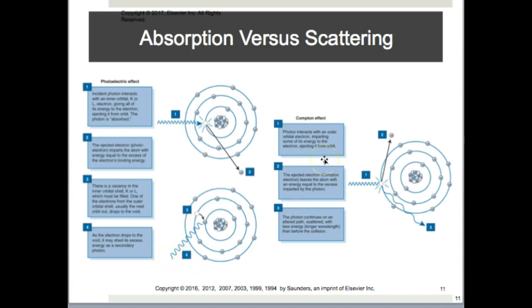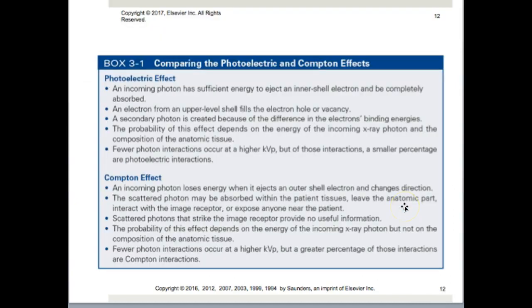Here with your Compton effect, the photon comes in and hits an outer shell, knocks an electron out, and then you have a lower energy photon. So you have a Compton electron and you have a secondary photon. So here, I'll show you guys.